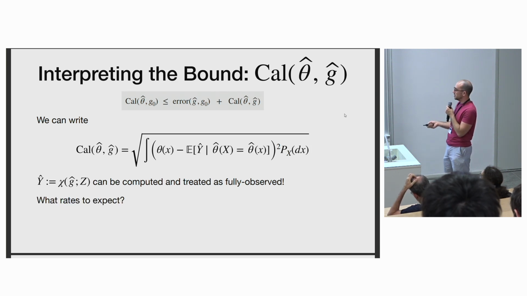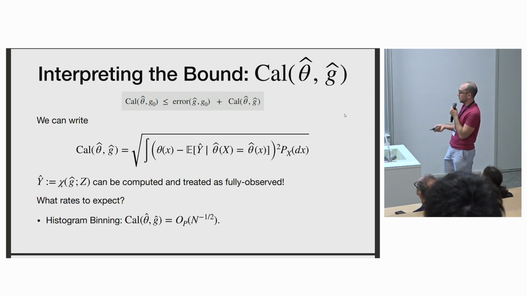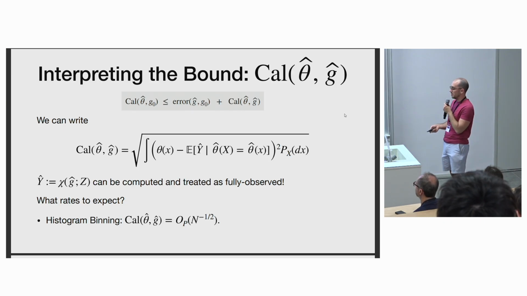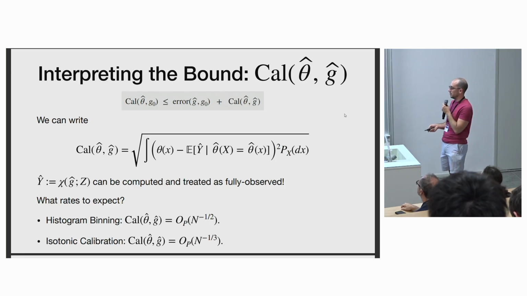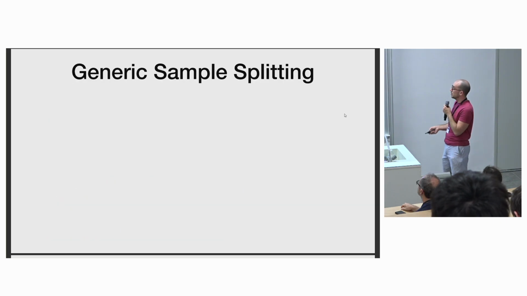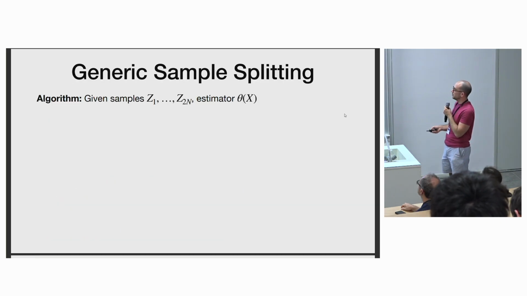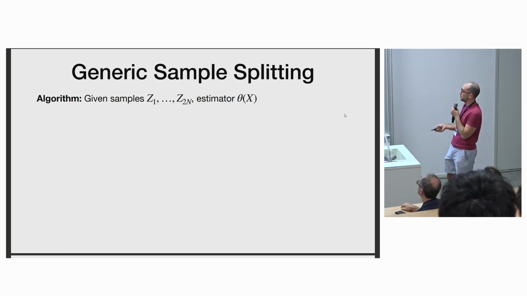And so what that means is, we can just regress y hats onto the predictions of the model to do calibration. In particular, if the y hats are bounded, I can run something like histogram binning to get a calibration error on the order of n to the minus 1/2, or I could use isotonic calibration to get something on the order of n to the minus 1/3. And so this general theorem leads us to a very simple algorithm for performing causal calibration.